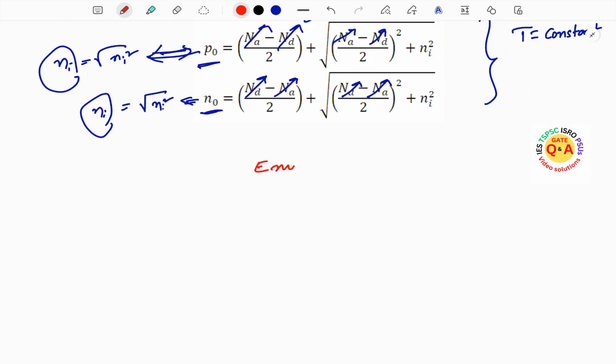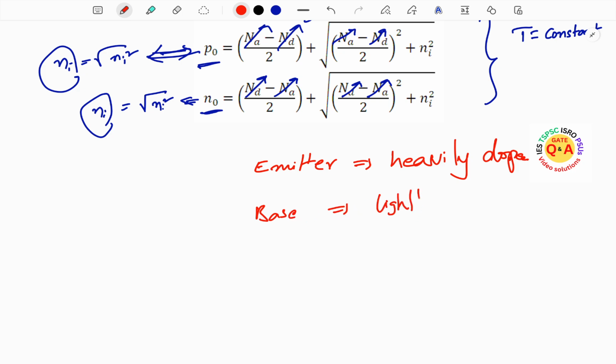Emitter is heavily doped. Base is lightly doped. Collector is moderately doped.